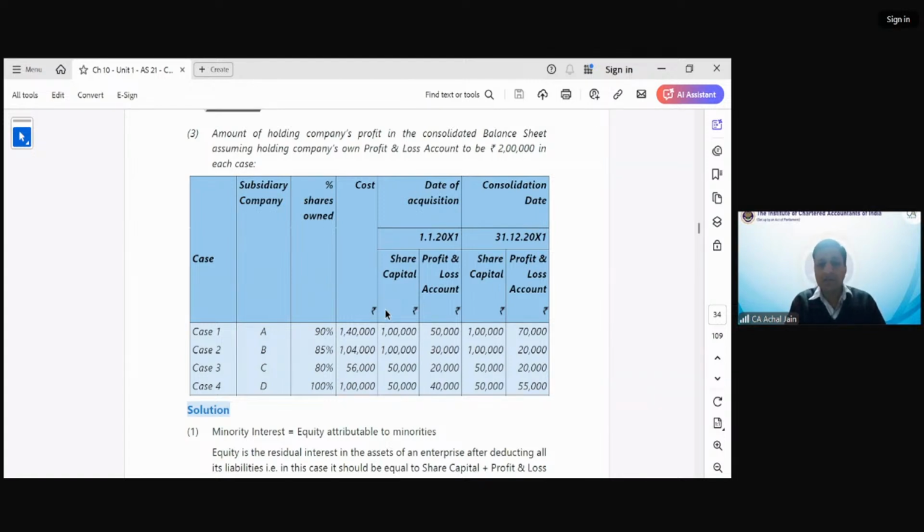Now, in this case, can you tell me what is the relevance of this information about share capital and P&L account? Why is that required? How does it help us in some of these types of questions? Any thoughts? Where does it help us? What is the relevance of these?